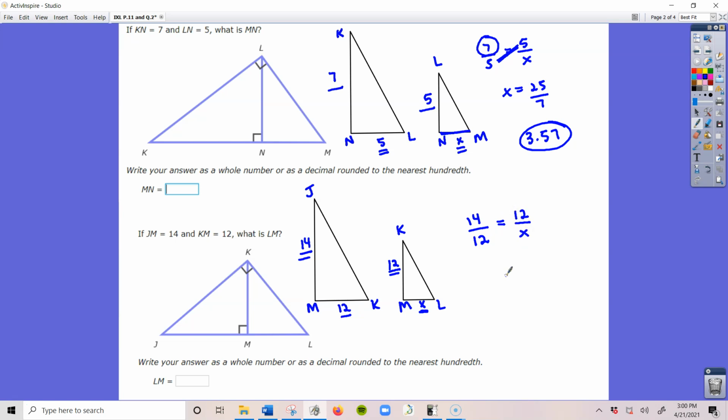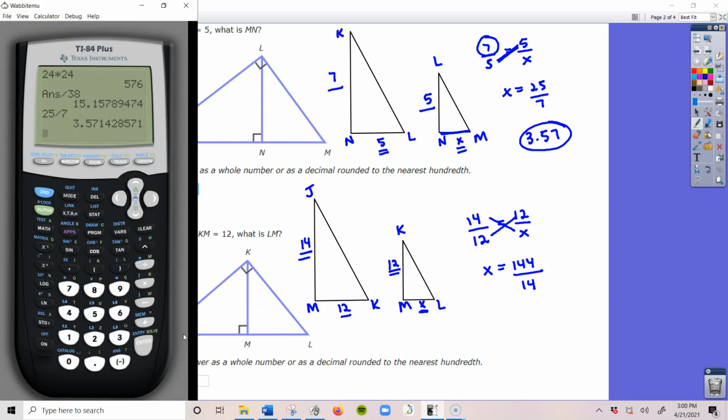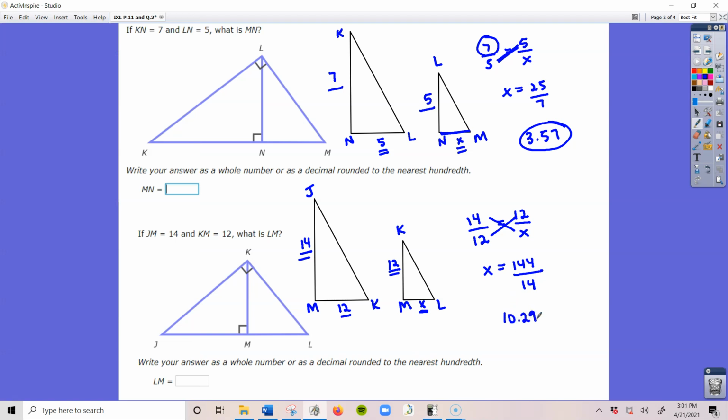So again, we cross multiply, or multiply the diagonal, which 12 times 12 is 144, and then divide by the 14. So I'm going to come here to my calculator now. Remember, we need to round to the nearest hundredth. So 144 divided by 14 is going to equal 10.29. And that would be my final answer.